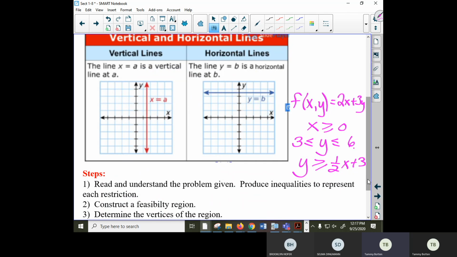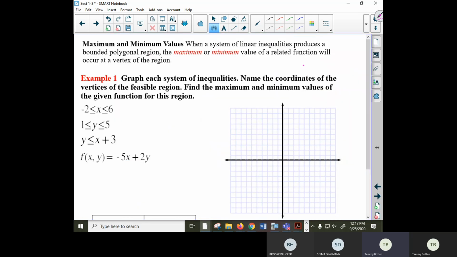So we would go ahead and graph these on your graph, find that enclosed spot, find the vertices of that enclosed spot, and put those vertices into our function and see which ones are minimum, which ones are maximum. And all of that is called linear programming. Okay, so let's go ahead and get started.